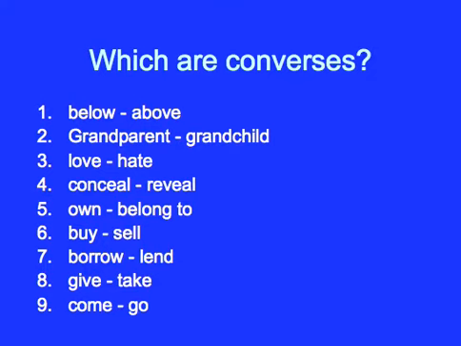John bought a house from Mary. Mary sold John a house. That's okay. John borrowed some money from Mary. Mary lent some money to John. That's okay. That's a converse. John gave some money to Mary. Mary took some money from John. Not really, because that tends to have a slightly different meaning. And come and go, again, are not converses.